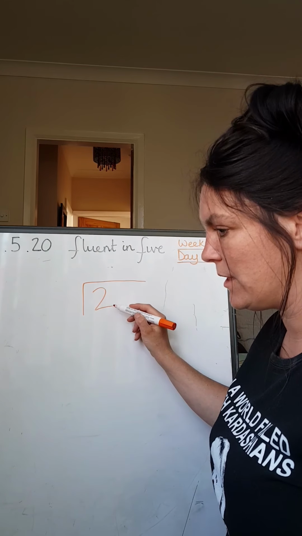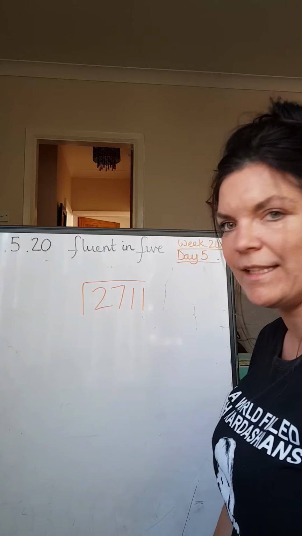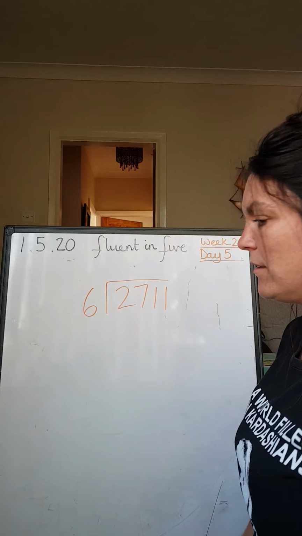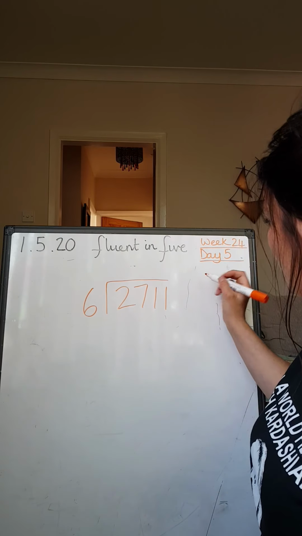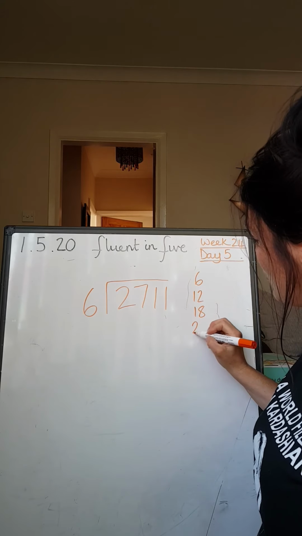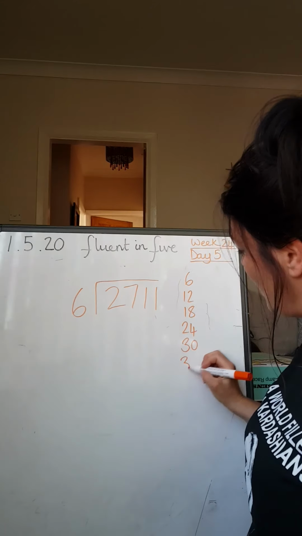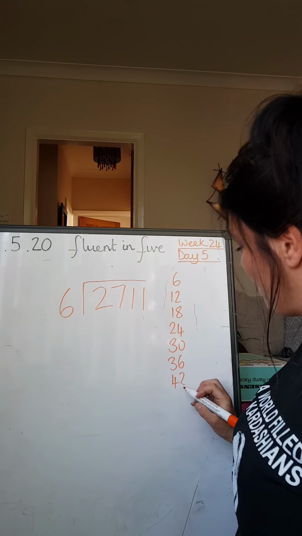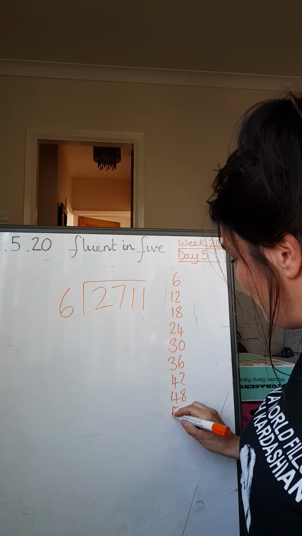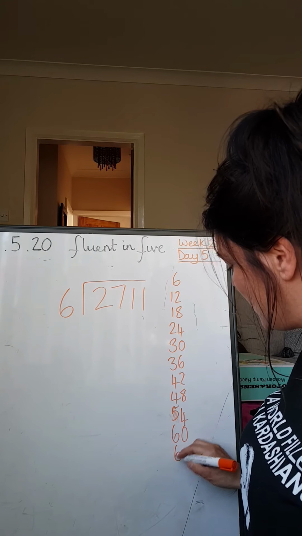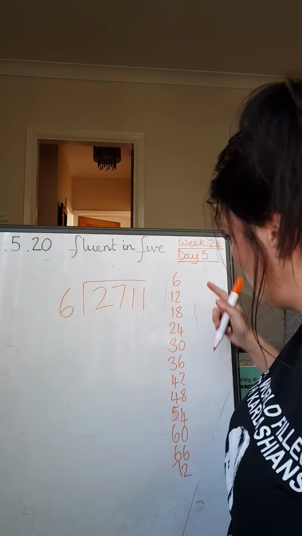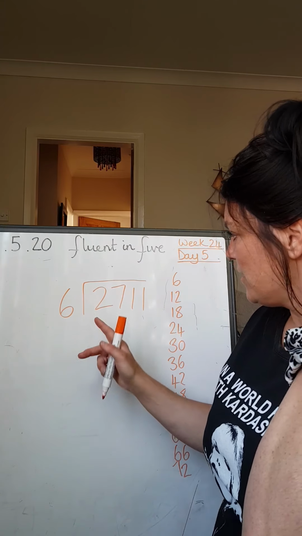So we've got 2,711 inside the bus stop because we're dividing. Let me just tilt that a little bit. And we're dividing by 6, so I only want groups of 6. Let's do the little trick and put the 6 times table down the side. 6, 12, 18, 24, 30, 36, 42, 48, made a little mistake there, 54, 60, 66, and 72. 12 times 6 is 72. You probably can't see all those, but hopefully we can still do the calculation.